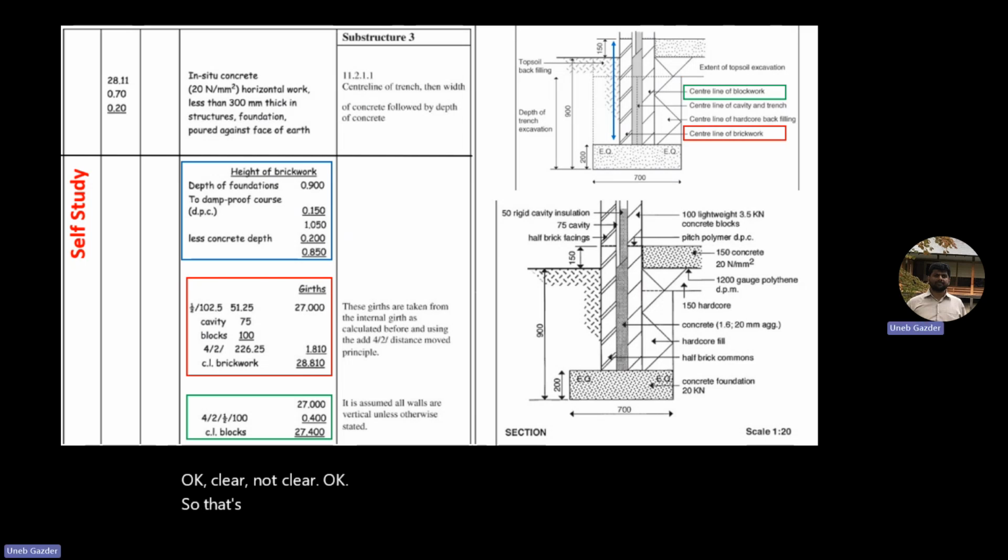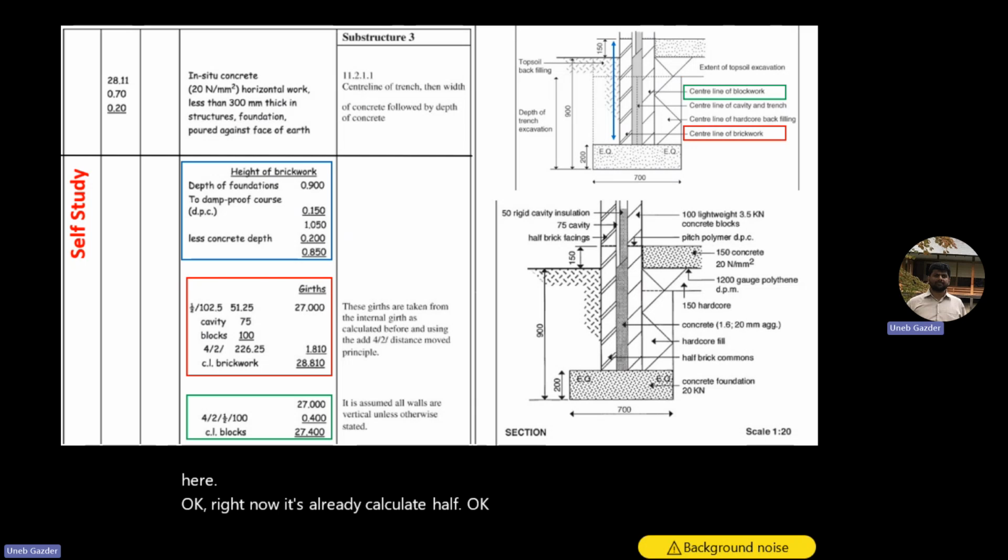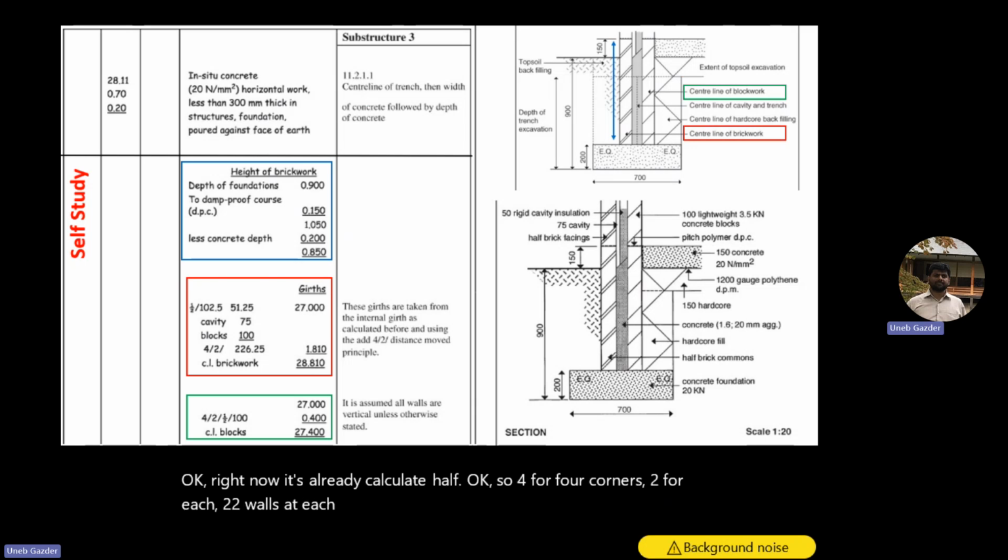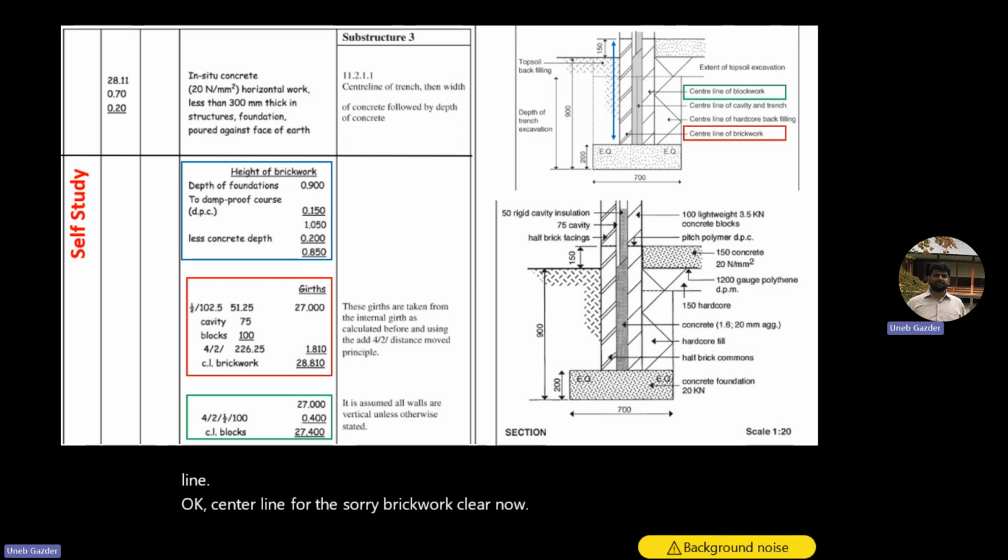So that's why the half is already there. If it was not there, I would put it here. Right now it's already calculated as half. So 4 for 4 corners, 2 for each two walls at each corner. Multiply by this, and this will give you the thing to be added with the internal. So the internal girth is 27 plus this, which will give you the center line of the brickwork. CL means center line. Clear now? Any questions? Clear. Okay.